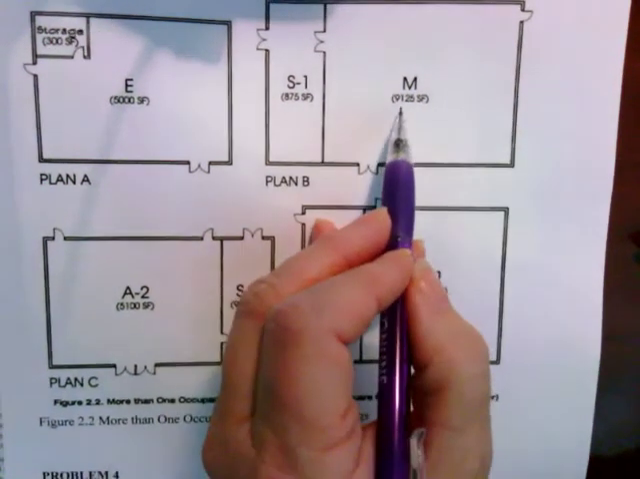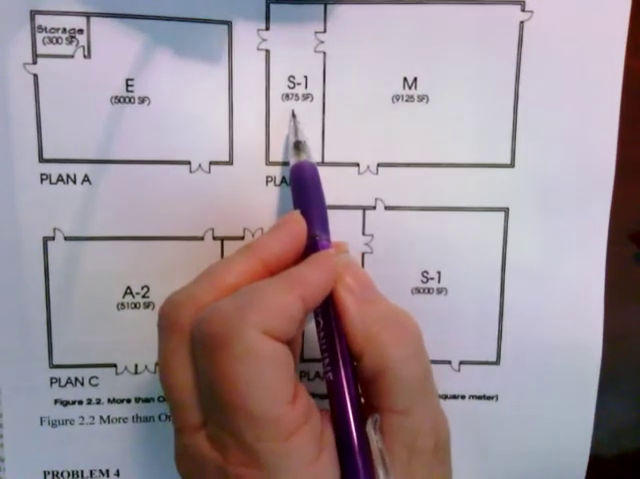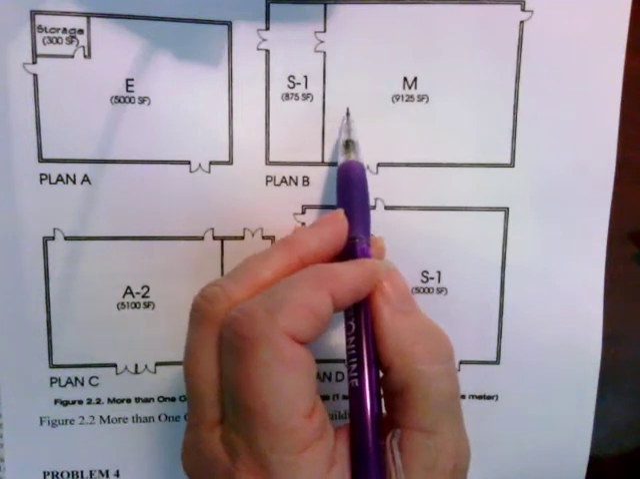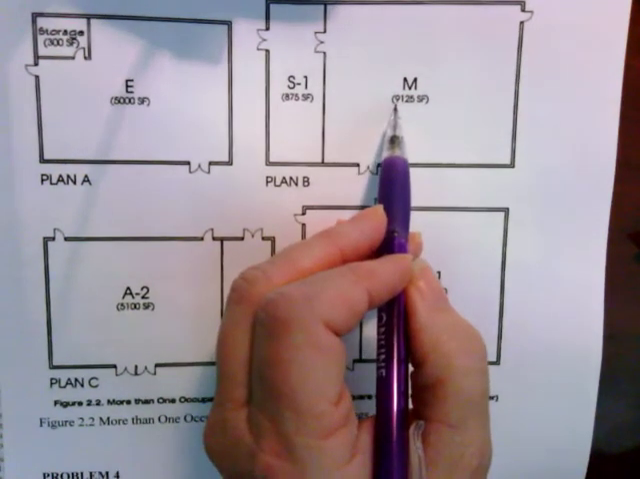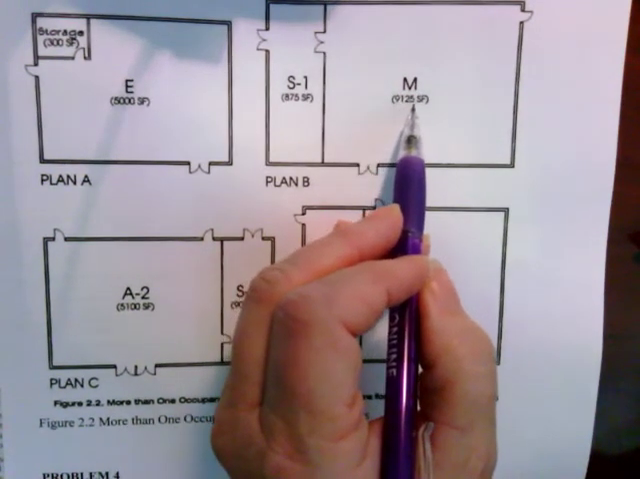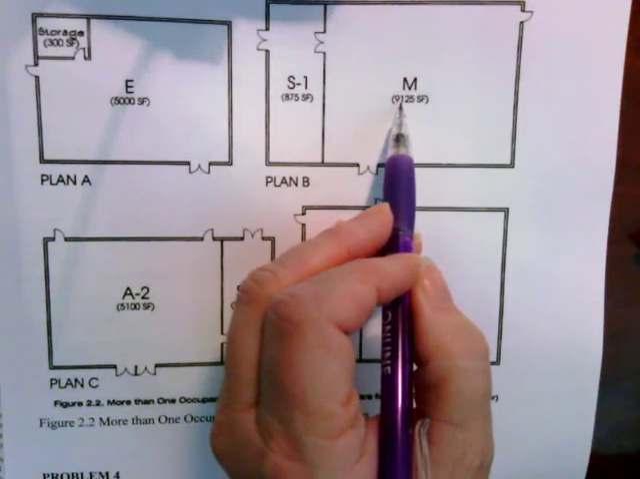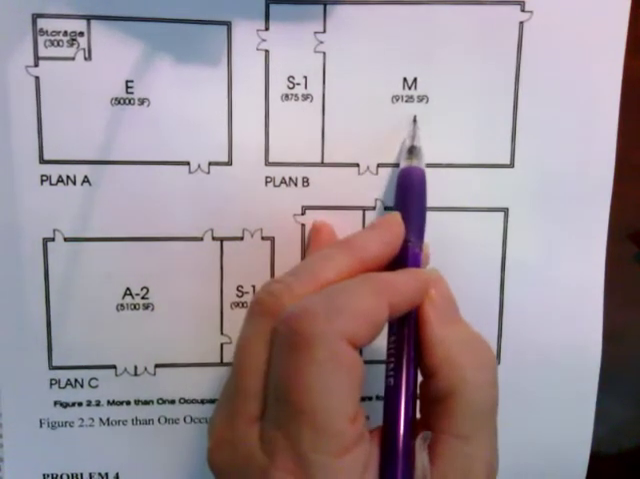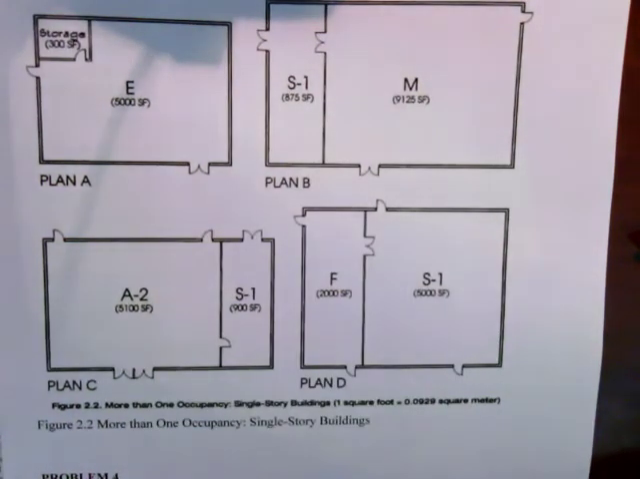So what you have to do is take this square footage and this square footage, add it up, and then see if it's 10%. So like 10% of 9,125, 10% would be what? 912. But if I add those two together, then that would be less than 10%. Okay?